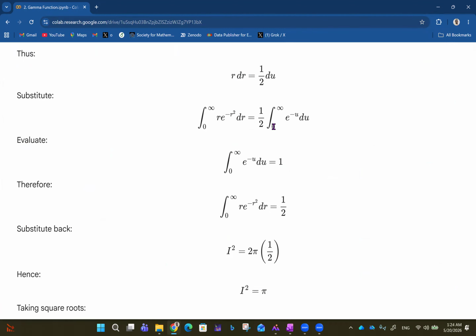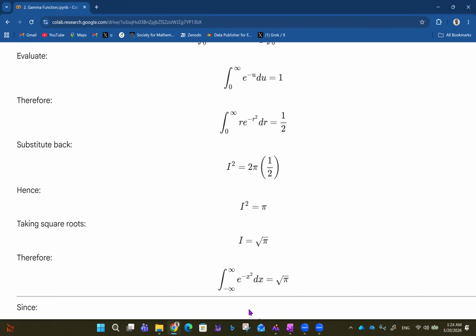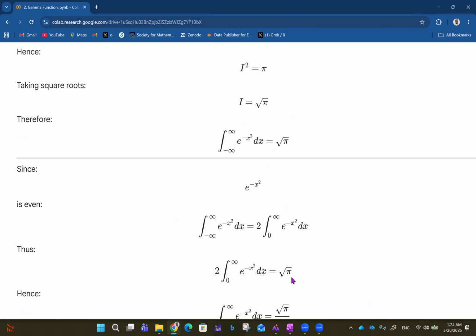So this is half times 1, basically. That means I squared is 2 pi into half, so the 2 cancels the 2 here. So I squared is equal to pi. And because I squared is pi, we can say, therefore, that the integral from minus infinity to infinity of e raised to minus x squared dx is simply the square root of pi. That's how we come about the fact that gamma of half is equal to the square root of pi.